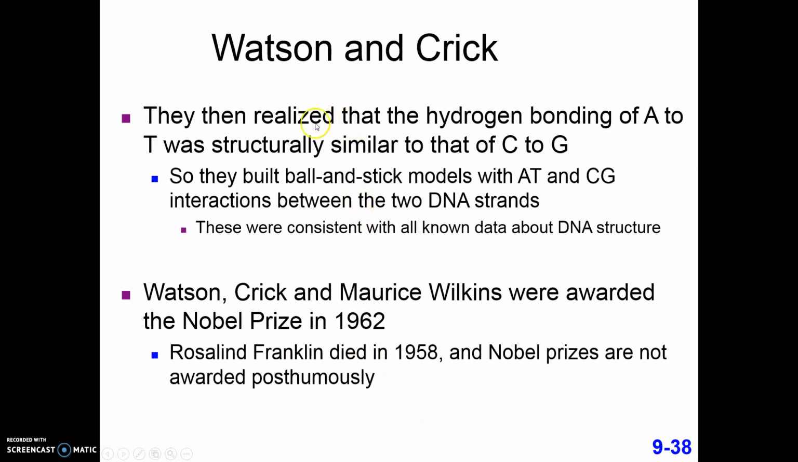It was when they started incorporating Chargaff's work and realized that A's and T's were fitting together and G's and C's were fitting together that they were able to build their overall model. Ultimately, Watson, Crick, and Wilkins were awarded the Nobel Prize in 1962. Rosalind Franklin would have been included in this, but she had died in 1958. And unfortunately, Nobel Prizes are not awarded after death.